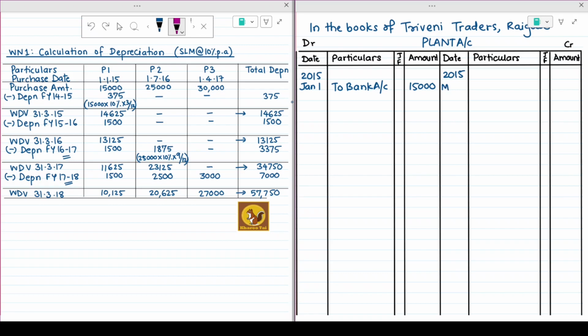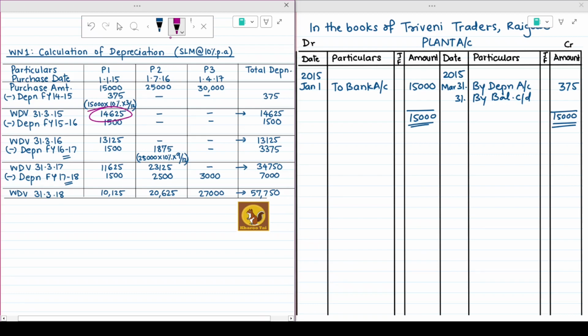2015 March 31. That will be by depreciation account to plant account. So this amount is 375, right? 375. Then we can close the books in this year. 15,000, 15,000. On the last day we will close. We will do the balancing by balance close down. The amount is 15,000 minus 375. We have this amount, 14,625. 14,625 will be carried forward on next day, 2015 April 1.